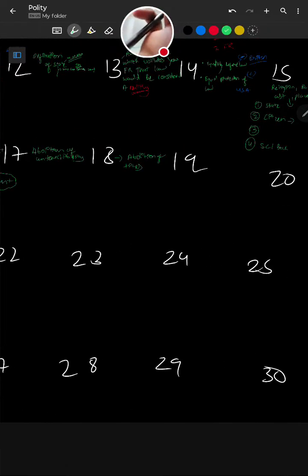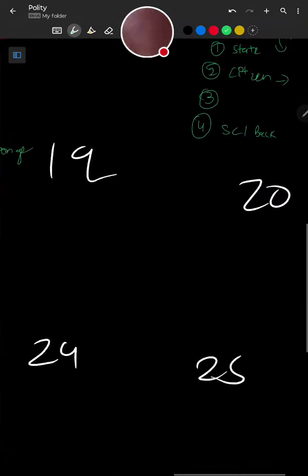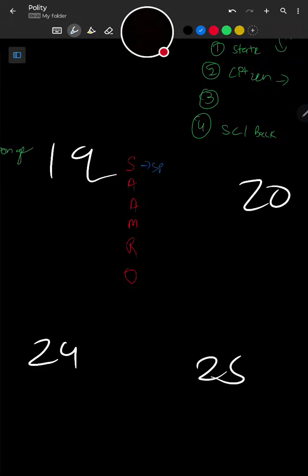So 19(1) is the protection of certain rights regarding freedom of speech. Article 19 is pretty important, and there are many clauses in this. To learn it easily, there's a trick, which is SAAMRO. Now S, the first clause, is for speech and expression.